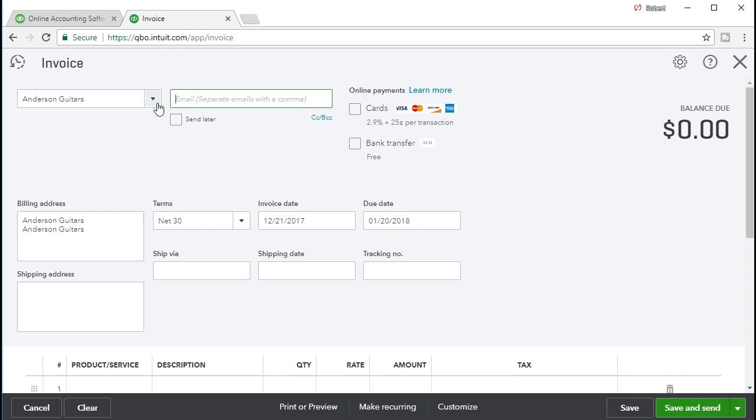Now we're not going to have an email address, so I'm not going to put the email. If we're going to email the invoice, it's really helpful to do that. We can email directly from this invoice, which is nice. Billing address. I am going to add a billing address because we are going to have sales tax. And QuickBooks Online is going to need a billing address in order to calculate the sales tax.